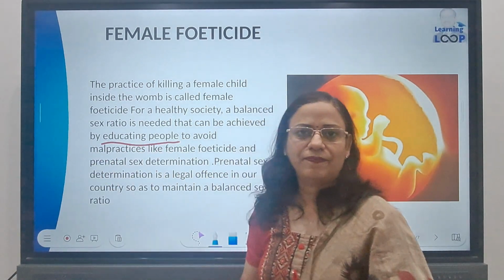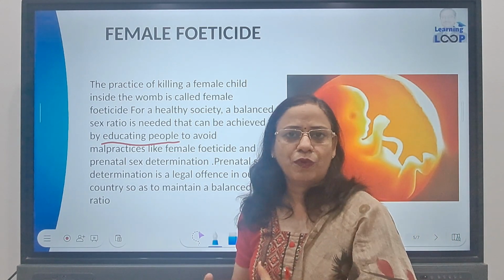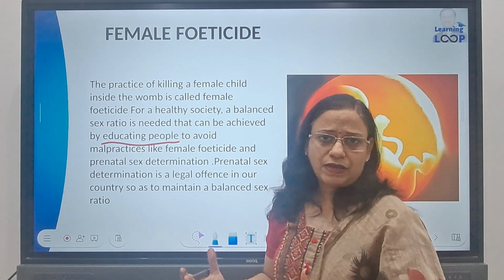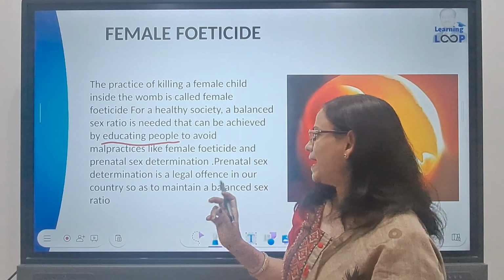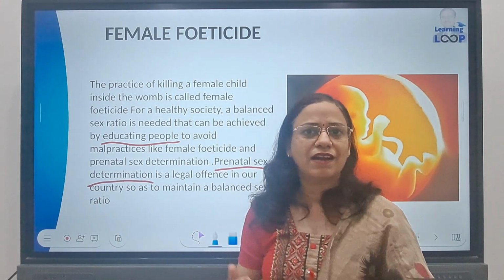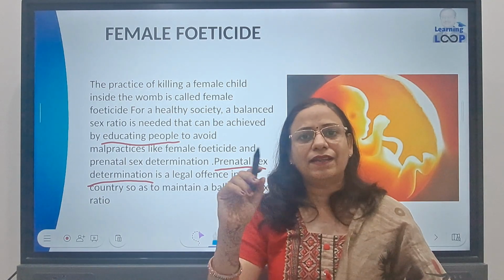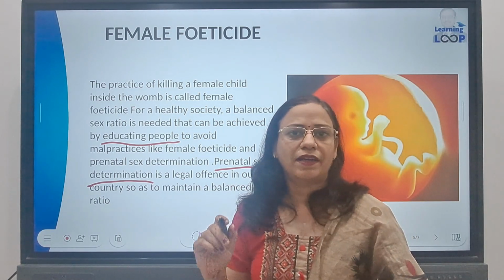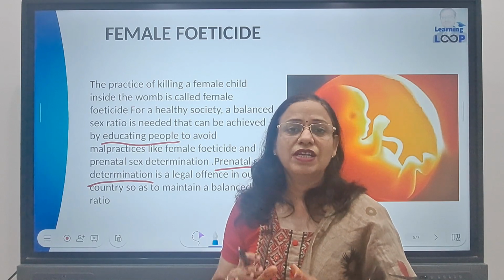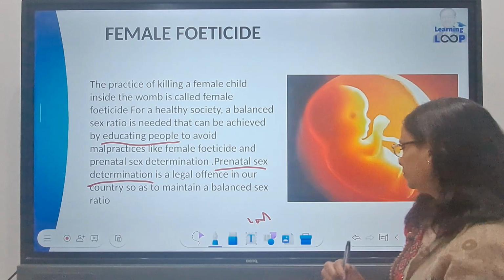Now in order to curb this practice, the main method is by educating people. People should be aware that this is not something which is good, and girl and boy are equal in all respects. So the government has taken various steps. Prenatal sex determination has been banned in India. So whenever you visit any ultrasound center, you will see a board over there which says that prenatal sex determination is not done here. That is the initiative by the Indian government in order to check this malpractice of female feticide.